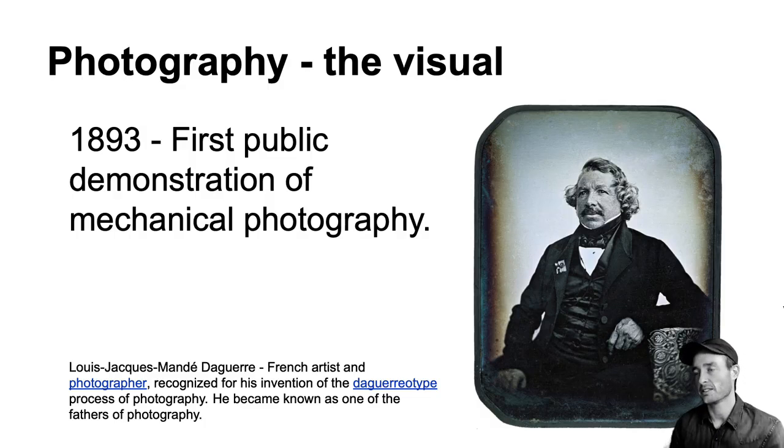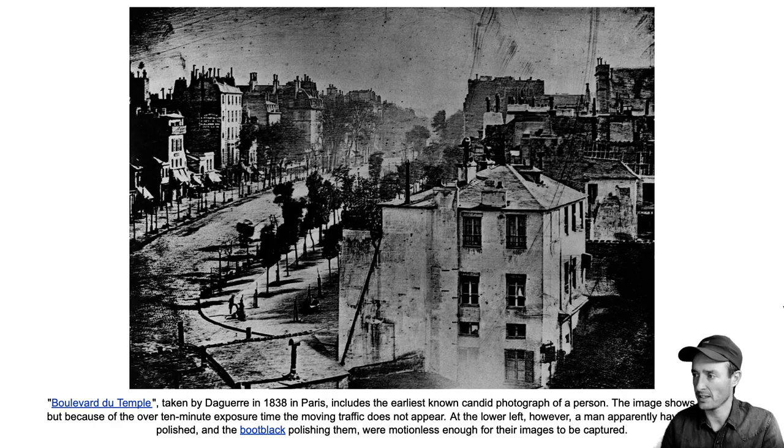So photography comes on the scene generally in 1893 in its first public demonstration of mechanized photography, and we have Daguerre. He's a French artist and photographer who made daguerreotypes, and early photography was completely commercial. It was just for portraits and for commercial means.